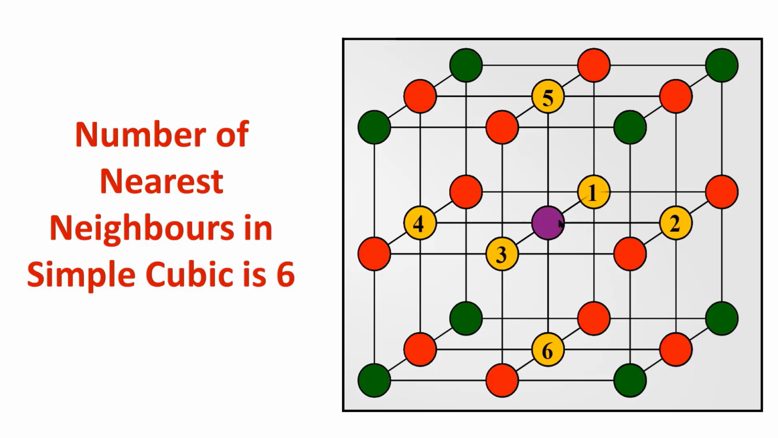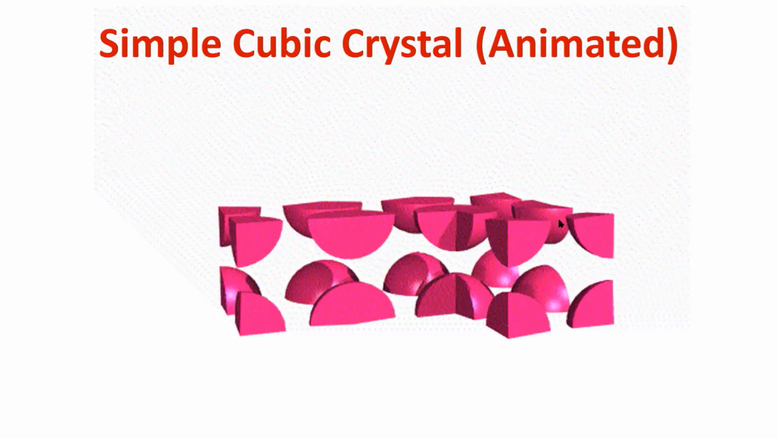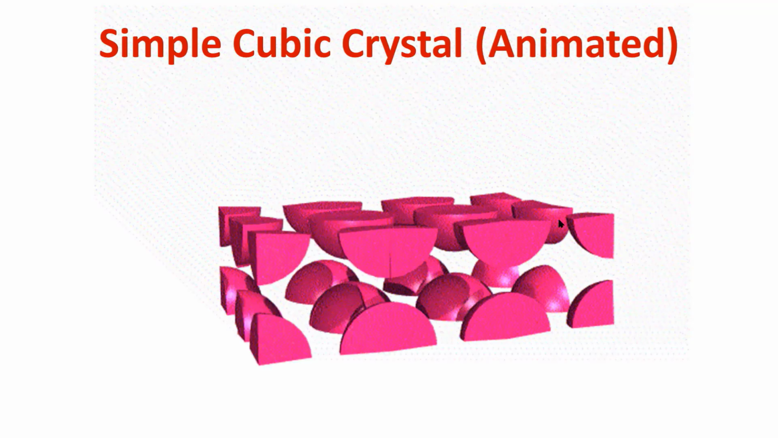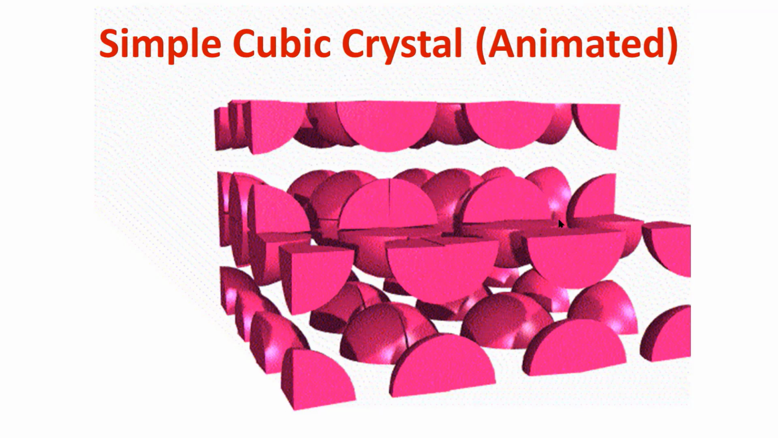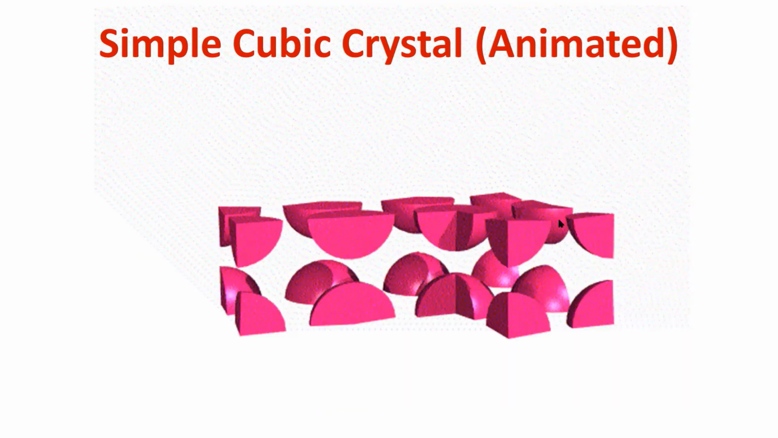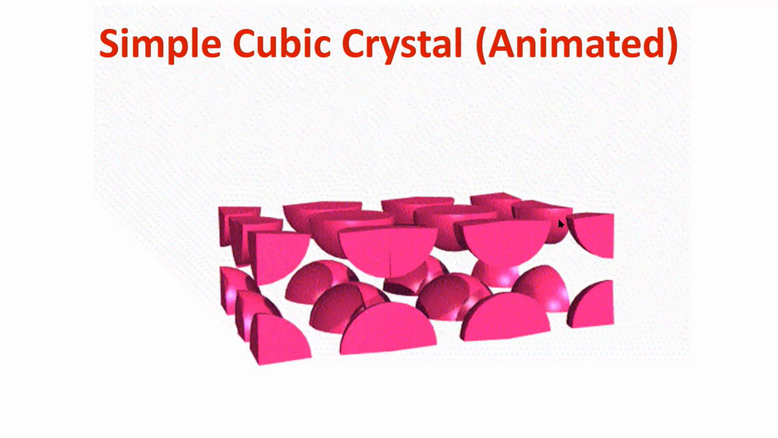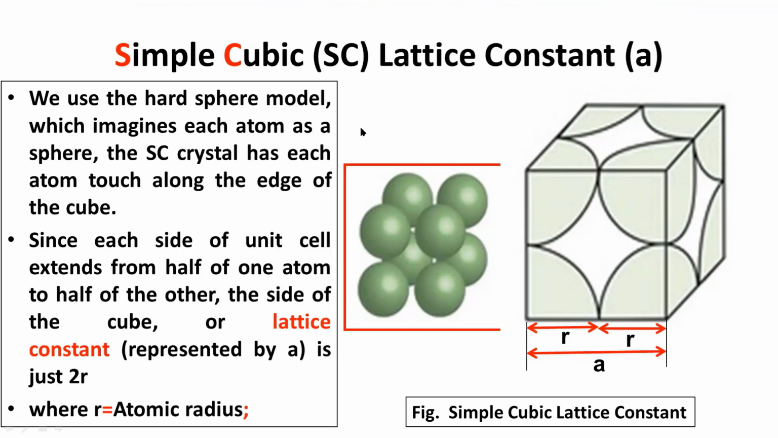So also every other crystal will have the term defined with it called nearest neighbors. This is the animated simple cubic crystal where it is explained how the partially cut atoms within a cube get connected to the partially cut atoms of the neighboring cube and so on. This way the total crystal lattice will form. Few more details are discussed here.